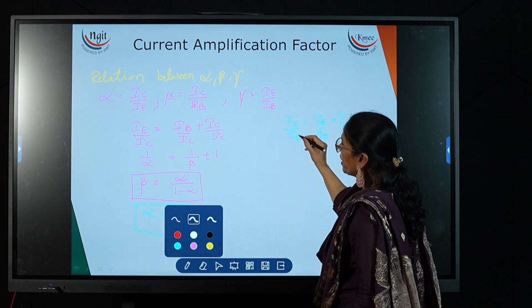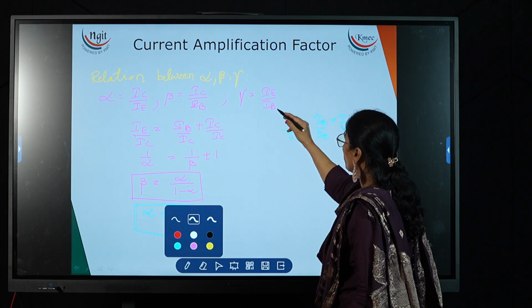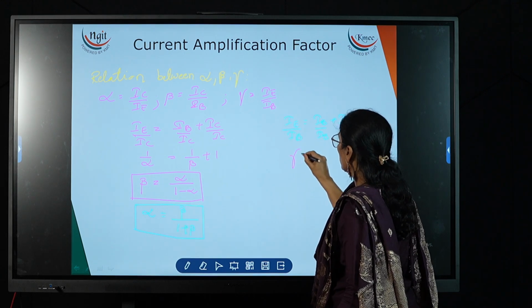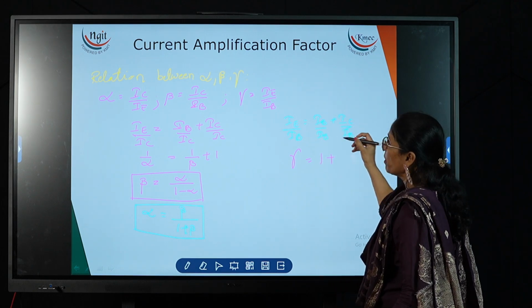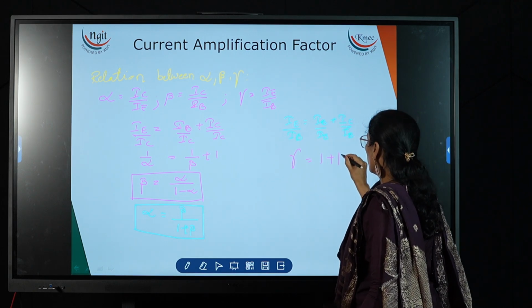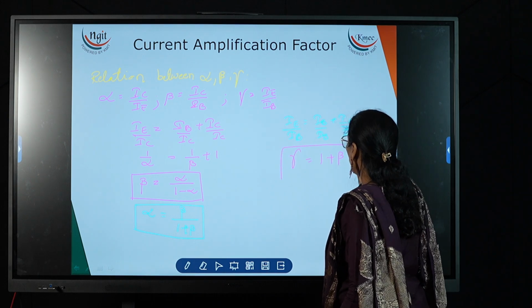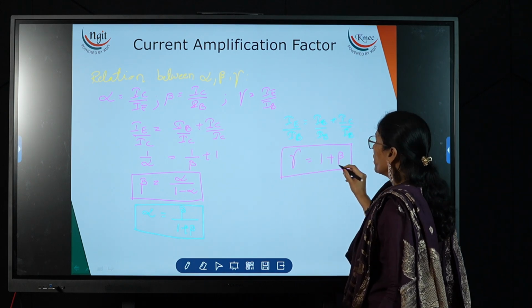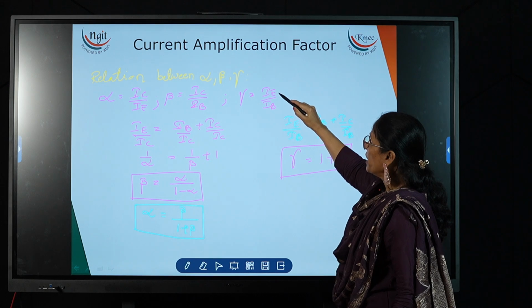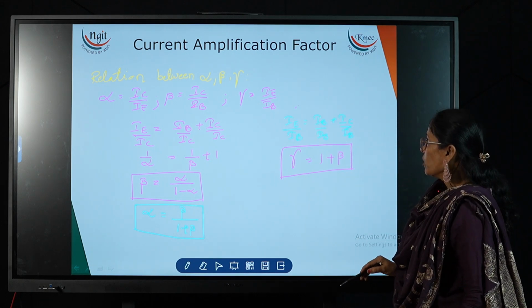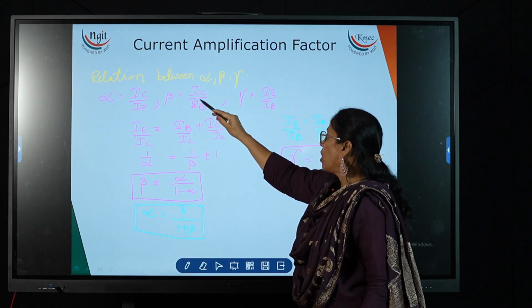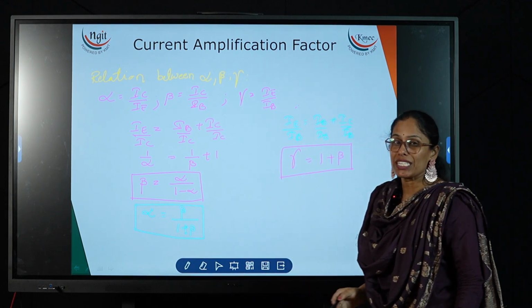Now here, IE by IB is equal to what? IE by IB is equal to gamma, IB by IB is 1, and IC by IB is equal to beta. With this we got gamma is equal to 1 plus beta. Here the output current is IE and the input current is IB, so beta and gamma values are almost the same.